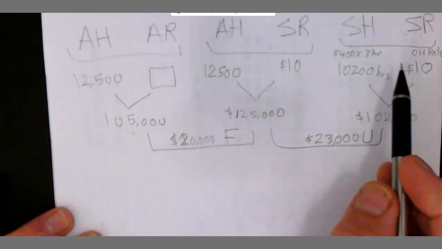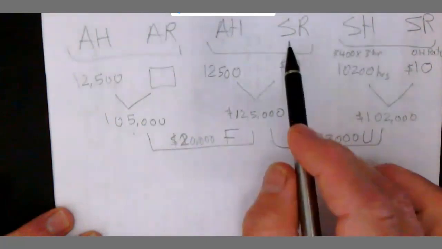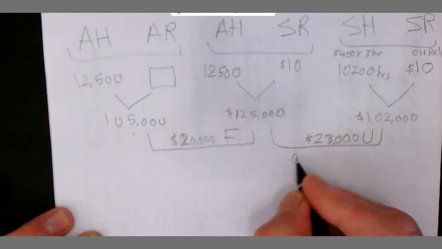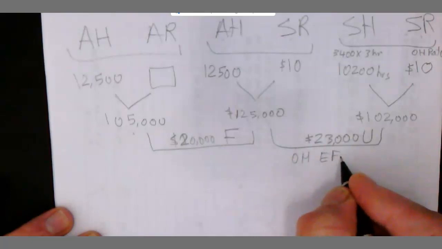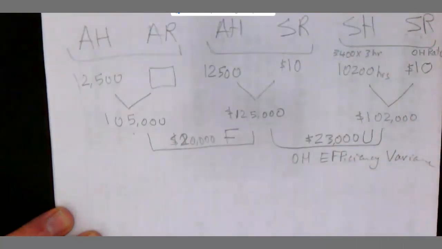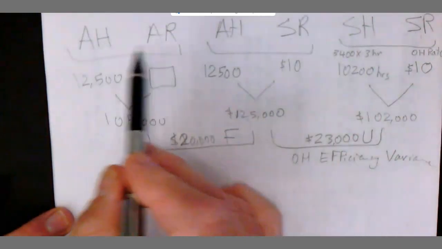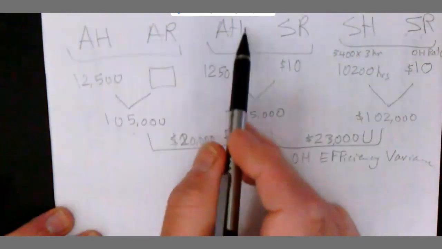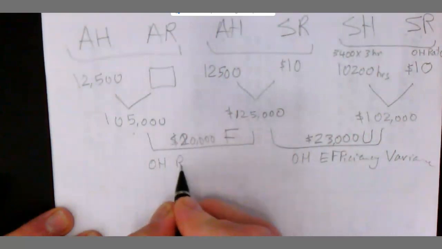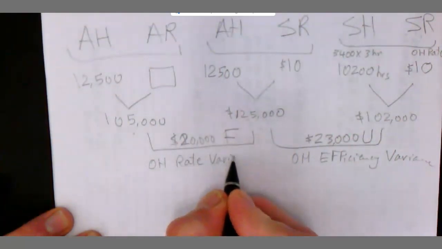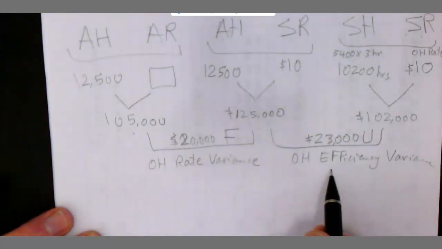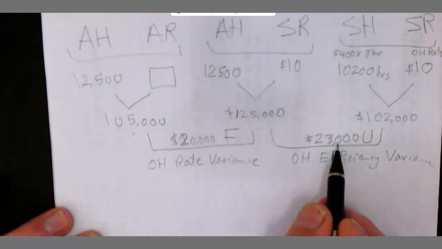So let's see. Here, standard rate is same, you see. Standard hours are different. Hours are different. So here is overhead efficiency variance. Okay, overhead efficiency variance. However, here, as you see, actual hours are the same, rate is different. So here is overhead rate variance. So here is overhead rate variance of 20,000 favorable, but overhead efficiency variance was 23,000 unfavorable.